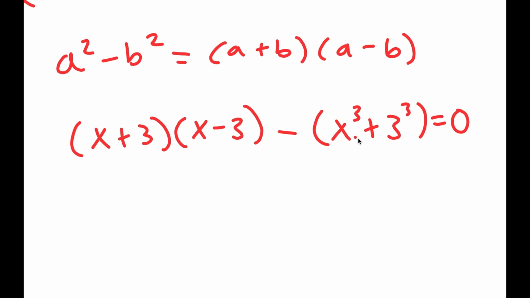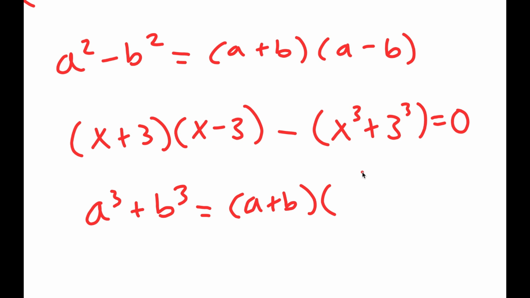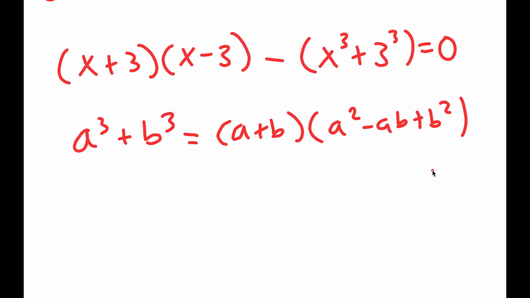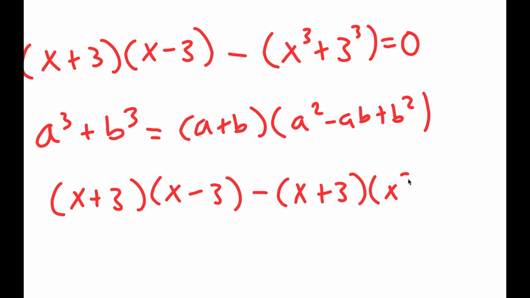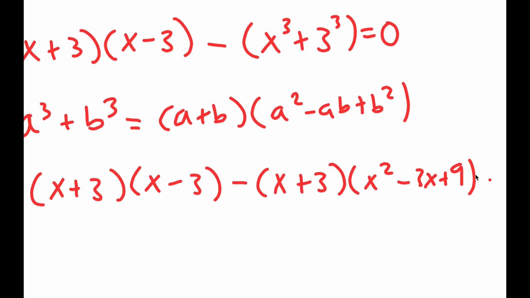Now from here, x to the power of 3 plus 3 to the power of 3, I can rewrite this as a plus b times a squared minus ab plus b squared. So this turns into x plus 3 times x squared minus 3x plus 9 is equal to 0.